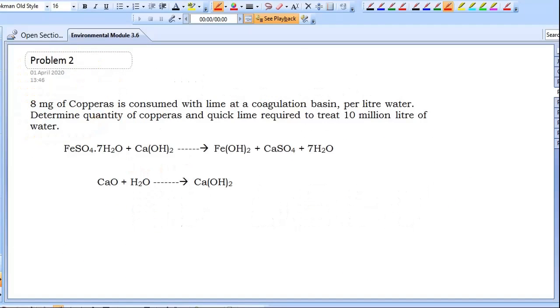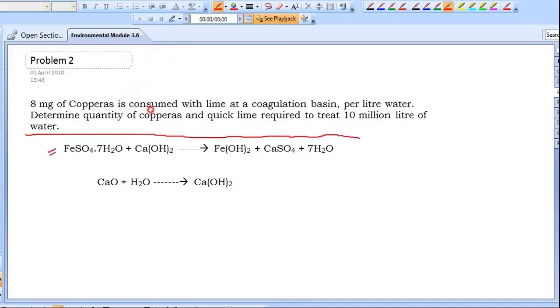In the second problem, you just see here 8 mg of copperas. Copperas means this is your copperas. This is not given in the problem. Understand that, this I have added for you. The problem is only in terms of a statement.